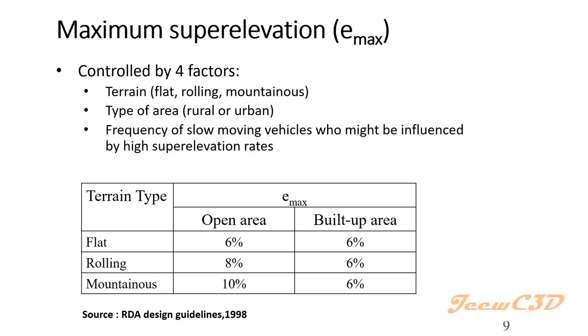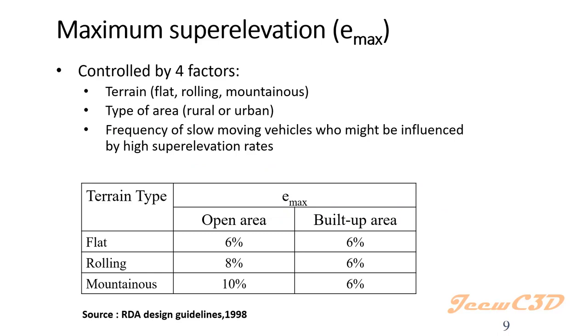If it is a mountainous terrain, you have a mountain to climb in that road section, a high steep slope in the road, so you call it mountainous terrain. So your super elevation depends on terrain type: flat, rolling or mountainous. Then type of area, that means whether it is a rural area or an urban area. Rural areas we call open areas, and urban areas we call built-up areas, like here. Then the frequency of slow moving vehicles, which might be influenced by high super elevation rates.